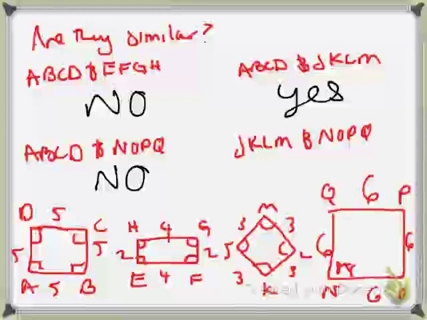And the final question, JKLM and NOPQ, the last 2 figures, are they similar? Why or why not? Sides work. We have the same ratio, but angles don't. And one of those is not good enough. They both have to be true. So those 2 figures are not similar.